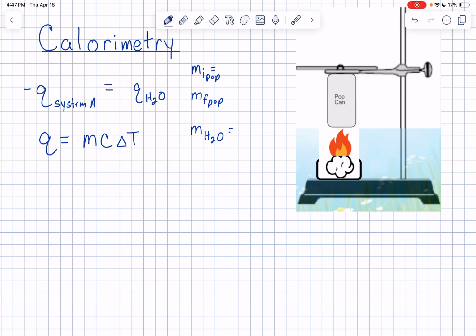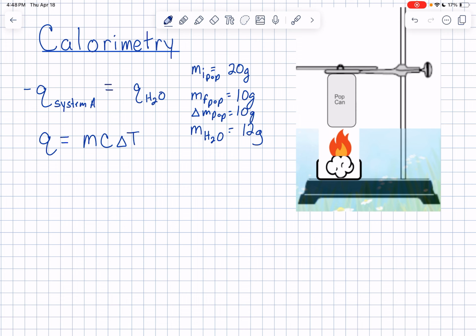And so on this one, I'm going to have that the amount of water used was 12 grams. I'm going to say that my initial amount of popcorn was 20 grams and my final mass of popcorn was 10 grams, so that my change in mass of popcorn is going to be 10 grams. We're just going to keep some easy numbers here.